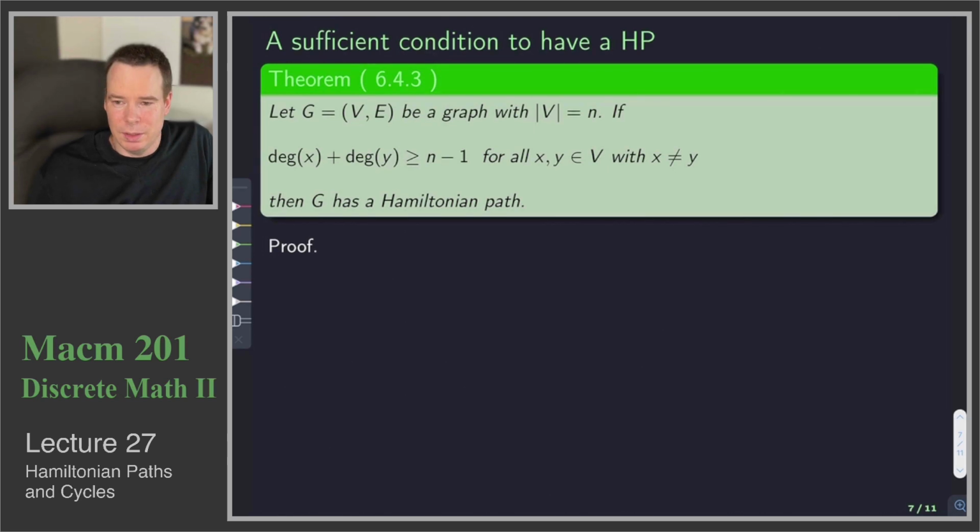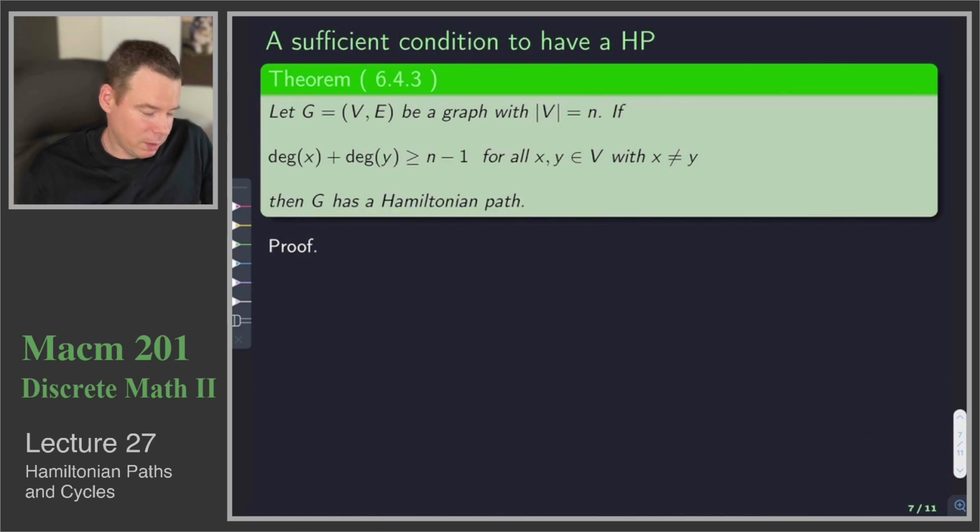Now that brings us to a sufficient condition to have a Hamilton path. What this theorem says is that if G is a graph with n vertices, and we have a condition on the sum of the degrees of any two vertices, that it's big enough. That's all this is really saying: for any two vertices, the degree of one plus the degree of the other is bigger than or equal to n minus 1. And that's for all pairs of vertices that aren't equal to each other, so we're looking at all distinct pairs of vertices. If that's the case, then G has a Hamilton path.